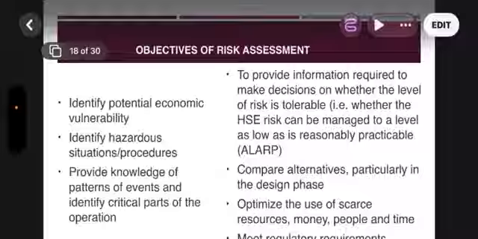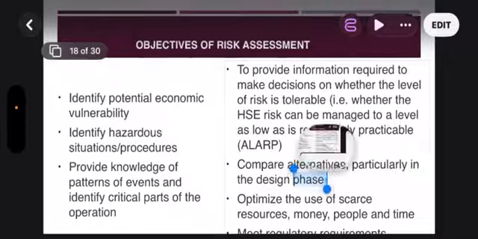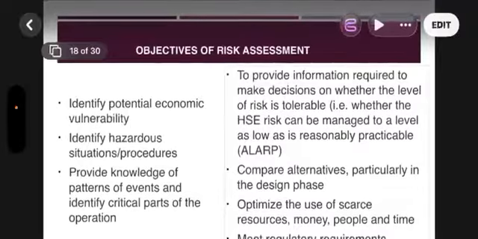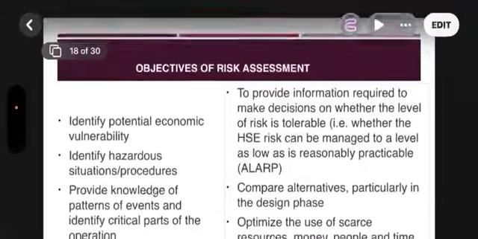Compare alternatives, particularly in the design phase. Optimize the use of scarce resources: money, people, and time. So these are part of the objectives of HSE risk assessment.